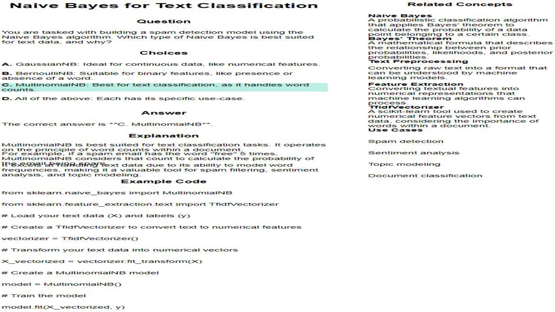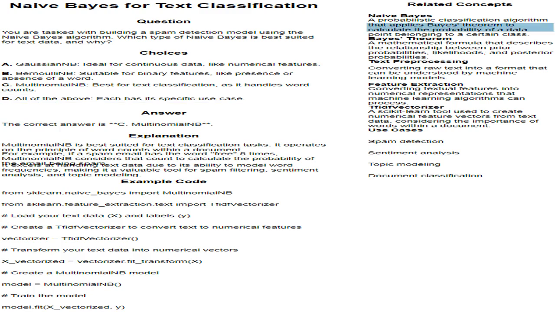False. While each naive Bayes variation has its use cases, multinomial NB is specifically designed for text classification, making it the best option for this task. All of the above: each has its specific use case. The answer is C. Multinomial NB: best for text classification, as it handles word counts.